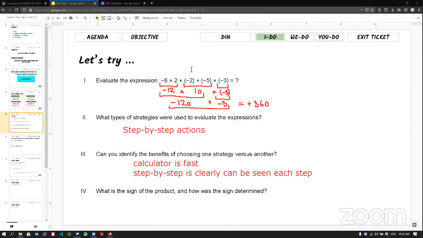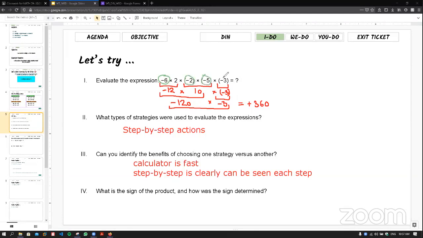I'm going to circle this time with a different color. Let's go with the green one. Okay, and so -6 is a negative number. Oops, it's not green. I apologize. So -6 is a negative number, and -2 is a negative number.